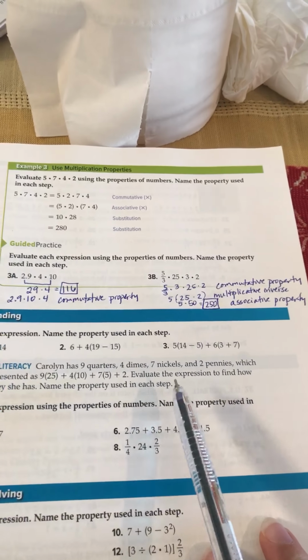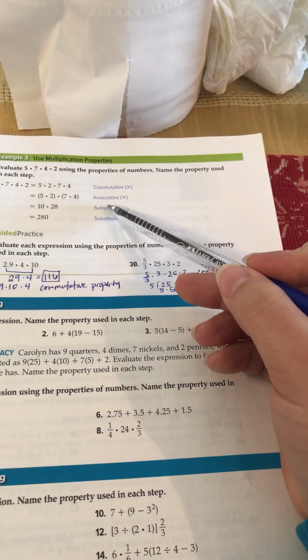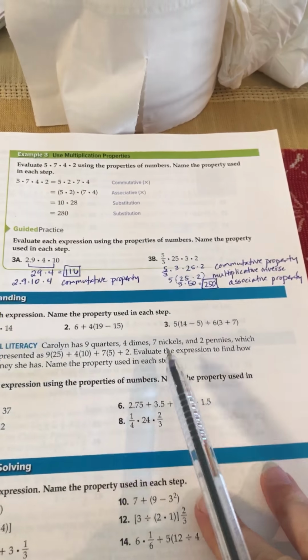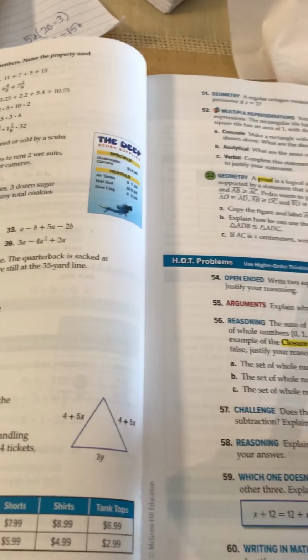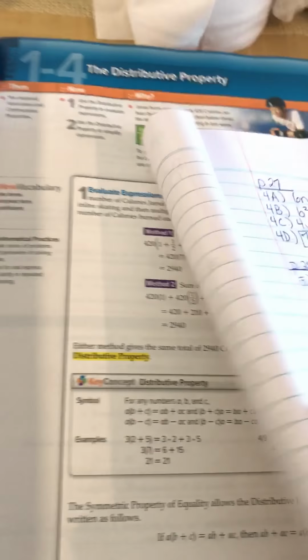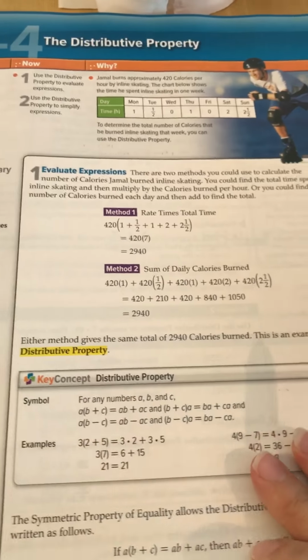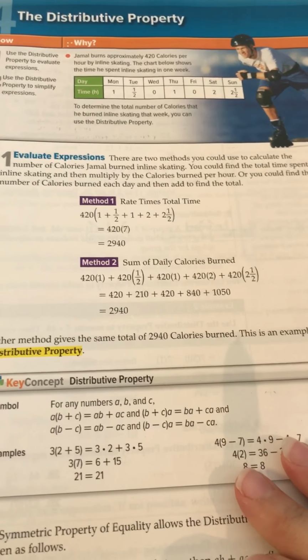Hopefully you won't see this on that test, but if you do, I would focus on commutative and associative property when you're studying. Okay, if we move on to lesson 1-4, this is the distributive property. This is a very important lesson. In 1-4, you have to be able to distribute in order to solve equations and write equations and all of those types of things.